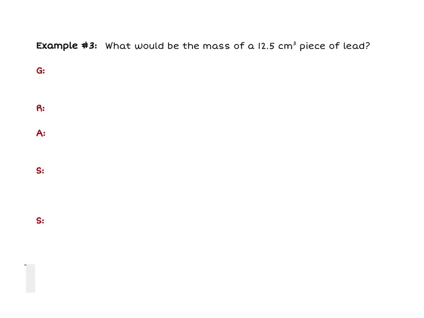All right, so I'm going to go ahead and solve this. The question says, what would be the mass of a 12.5 cubic centimeter piece of lead? It doesn't seem like they're giving me a lot of information here. I can tell definitely that they're giving me 12.5 cubic centimeters. That is a unit of volume. So I am going to write that out. V is equal to 12.5 cubic centimeters.